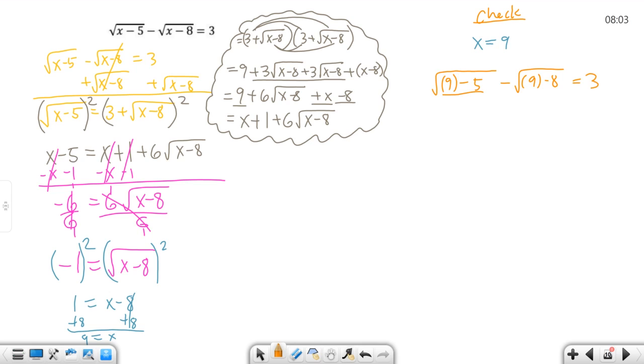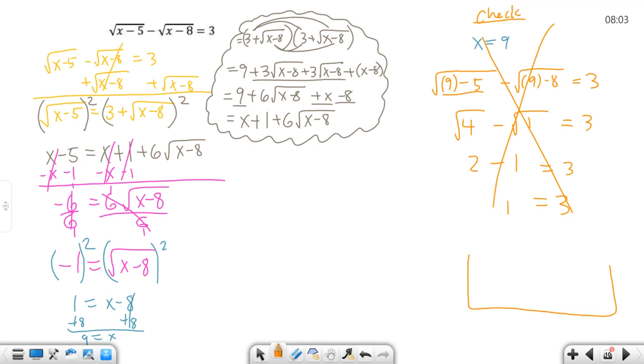So this 9 minus 5, we don't need the parentheses there. 9 minus 5 is 4. So square root of 4 minus the square root of 1. That's going to be 2 minus 1 equals 3. 1 equals 3. And wait a minute, that's nonsense. And we didn't get any other answer.